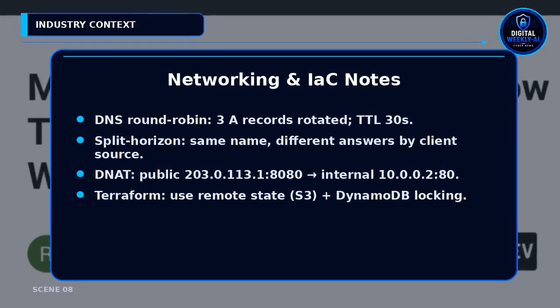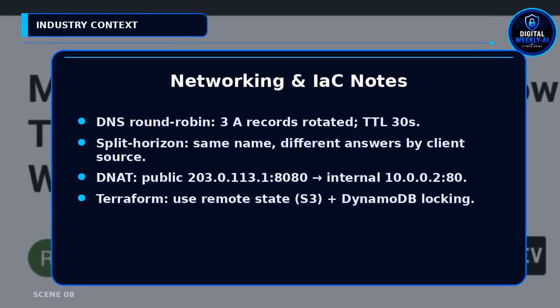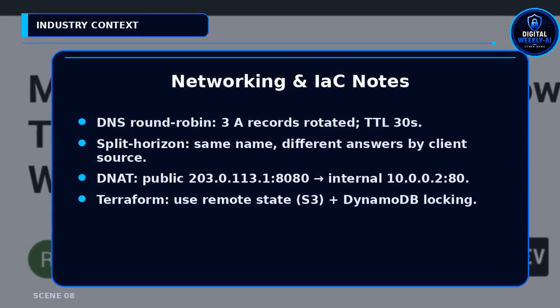Networking labs reinforce infra primitives. DNS round robin used 3 A records, rotated with RRset order cyclic, and a TTL of 30 seconds. Split horizon DNS returns different answers by client source network. DNAT demonstrated rewriting public 203.0.113.1:8080 to internal 10.0.0.2:80. Terraform: do not edit terraform.tfstate manually. Use remote state with S3 and DynamoDB locking for teams.